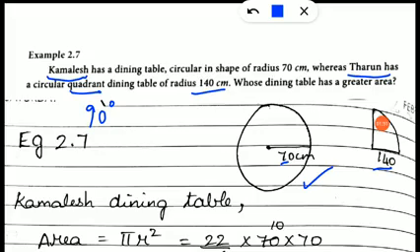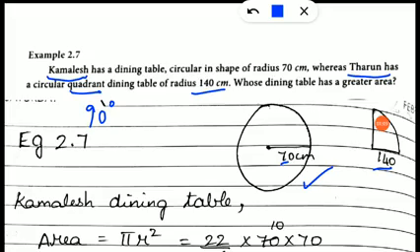Now we are going to find out whose dining table has greater area. Now look at Kamlesh's dining table. It is just a normal circle with a radius. So can we directly use the area of a circle formula? Only when the word sector or arc comes, you go for the new formula; otherwise it is the one you learned in 7th standard. Area of a circle is equal to pi r square. So you are going to use that normal formula and solve.